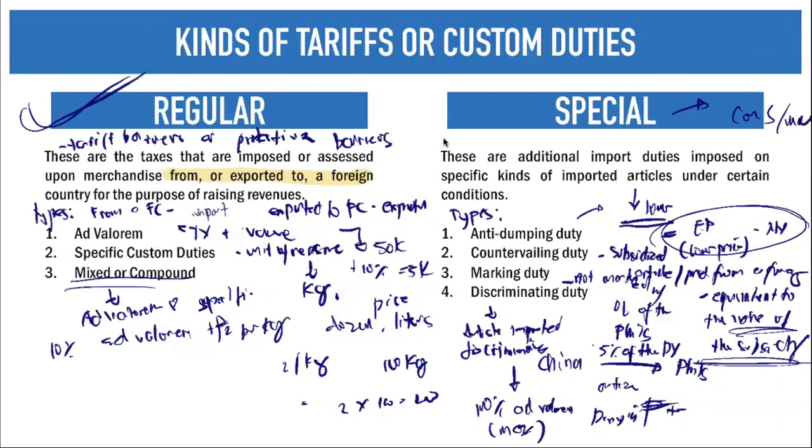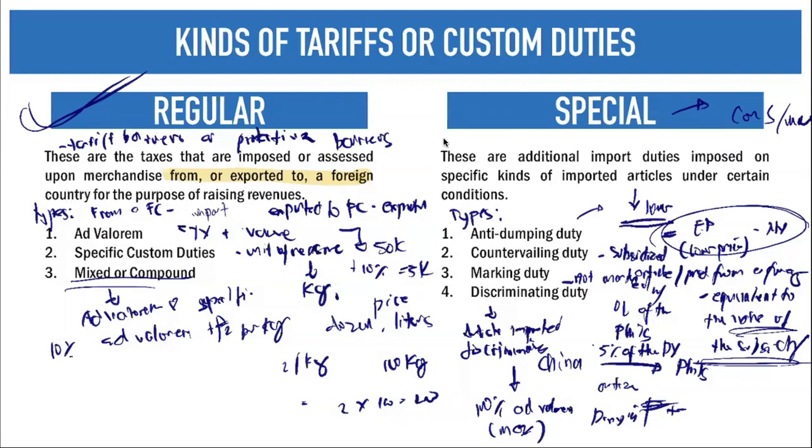Depending on the tariff heading: ad valorem, specific, mixed, or compound. Now, when do we impose special? We impose special duties, if ever, for the protection of our consumers or manufacturers from any undue competition made by foreign products. So first, we have anti-dumping duty if ever we are dumped with a lower price.